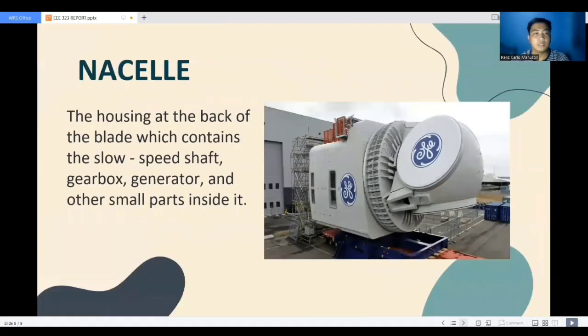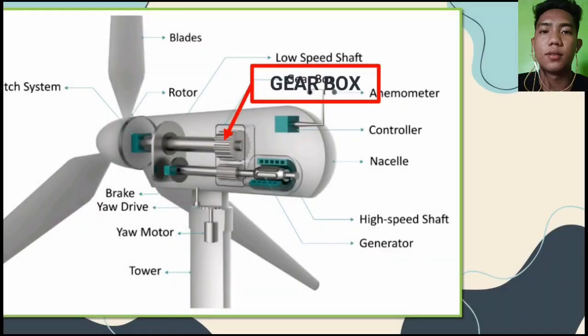And then nacelle, the housing at the back of the blade which contains the slow speed shaft, gearbox, generator, and other small parts inside it. I'm the next reporter po, Jimel Barnachea.